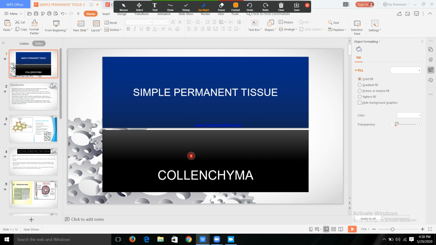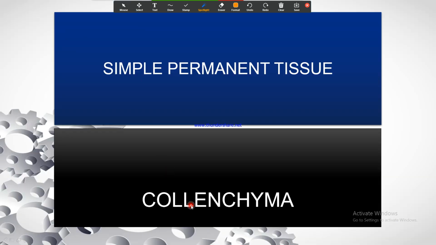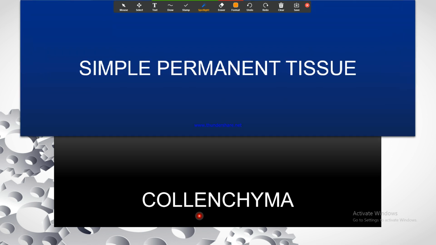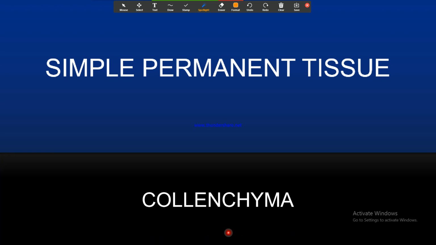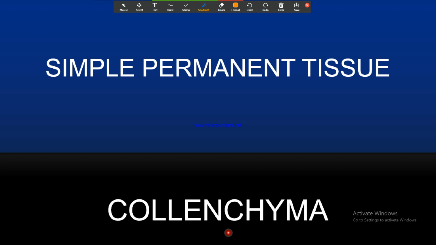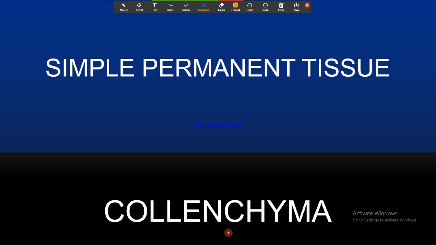Hello students. So our next concept is about collenchyma. Collenchyma is one of the types of simple permanent tissue. Already in our previous class we have studied about parenchyma, and this is collenchyma, which is the second type of simple permanent tissue. In this class we will see about collenchyma and how it is useful in the plant body.